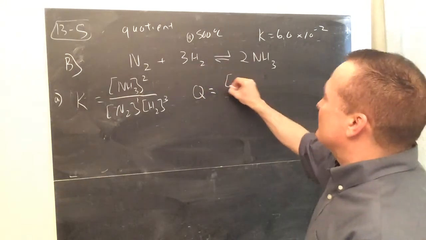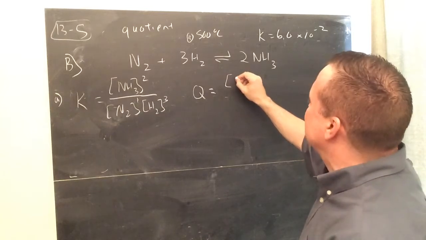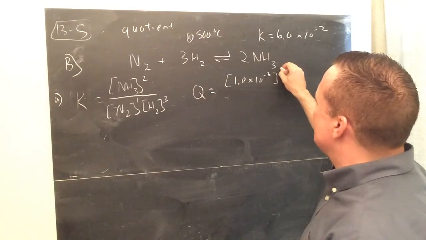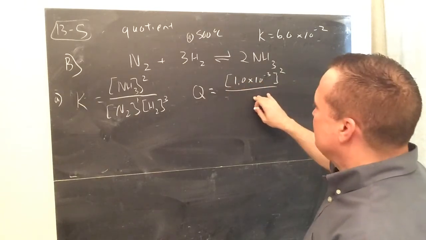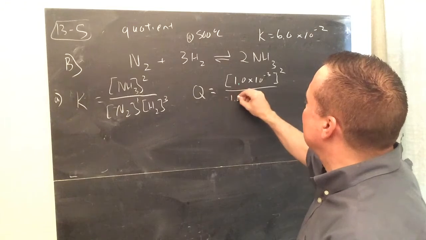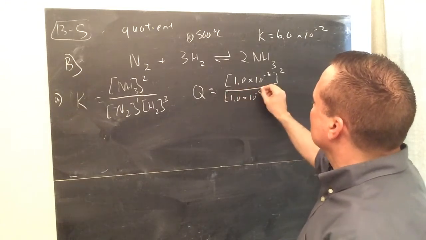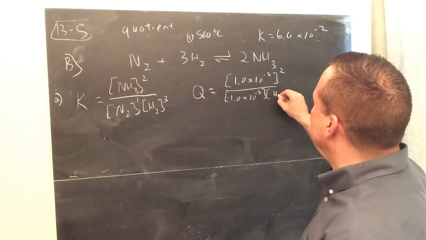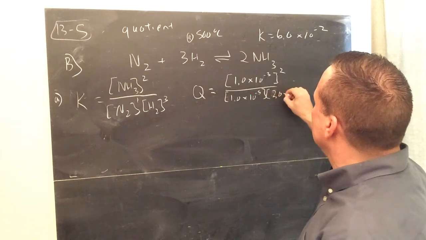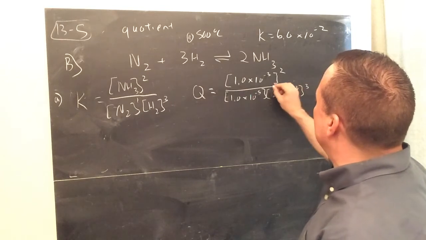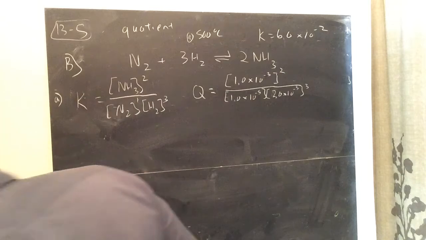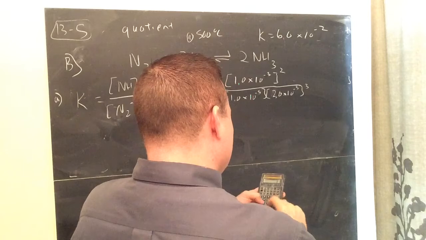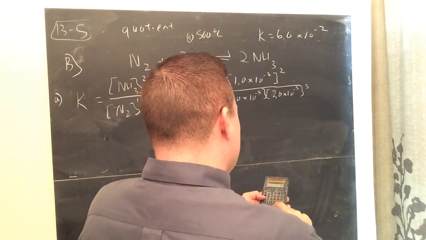When we plug the numbers in, we call that Q. So for NH3, the number is 1 times 10 to the negative 3. Now I've really got to make sure I don't plug in the wrong numbers here. And it has to be squared. That's NH3. N2 is 1 times 10 to the negative 5. And the other one is 2 times 10 to the negative 3, and we have to cube that one. So there's a lot going on here with your math. You might have to pause the video and make sure I get it right. 2 times 10 to the negative 3 cubed.